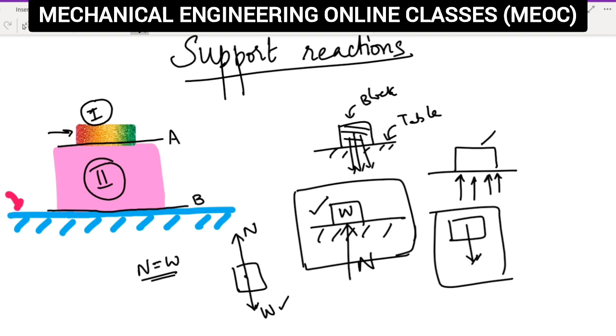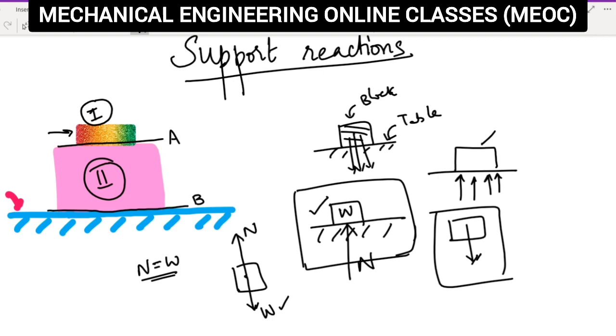They are both equal, opposite and passing through each other, and because they are opposite, they are nullifying each other, and the block is in equilibrium. It is kept on the table, so it is on the table only. It is neither jumping upward due to a heavy normal reaction from the table, nor is it able to penetrate through the table because of its heavy weight. So the weight is equal to the normal reaction from the support. So these are the support reactions.